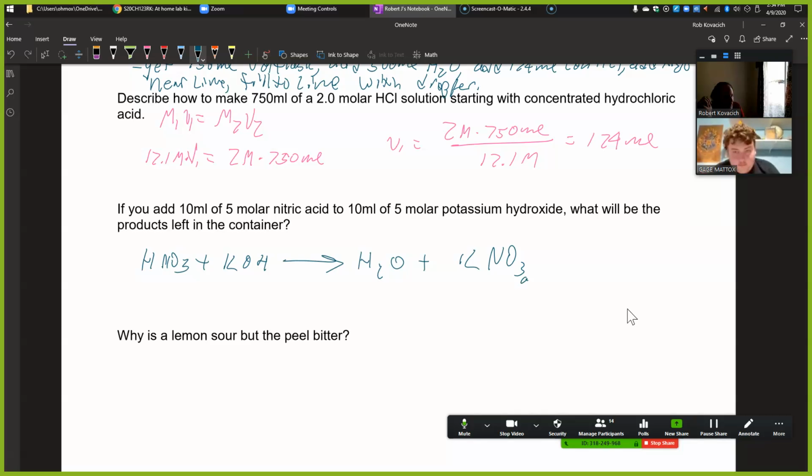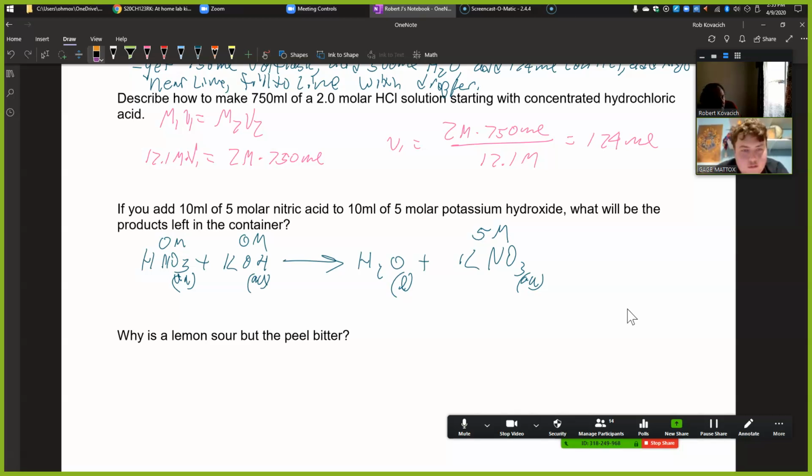And this thing here is completely aqueous because it's a group 1 metal, potassium. That's water, it's a liquid. This guy is aqueous and this guy is aqueous. Okay, so what's in this container? Water. There's 0 molar of this left and 0 molar of this left. What's over here? Water and dissolved potassium nitrate. Is it 5 molar?